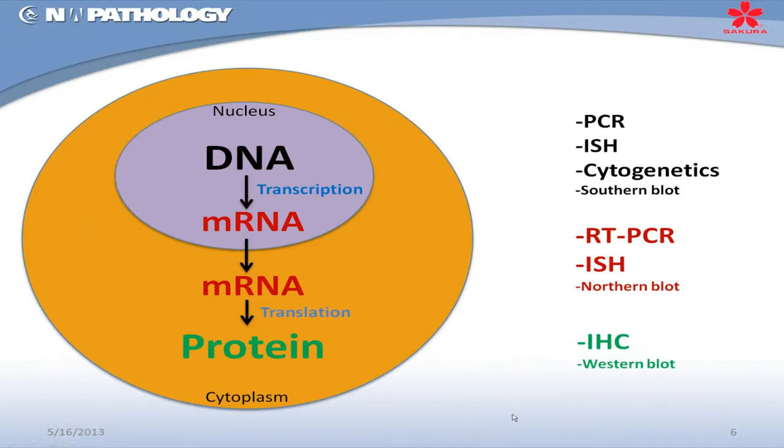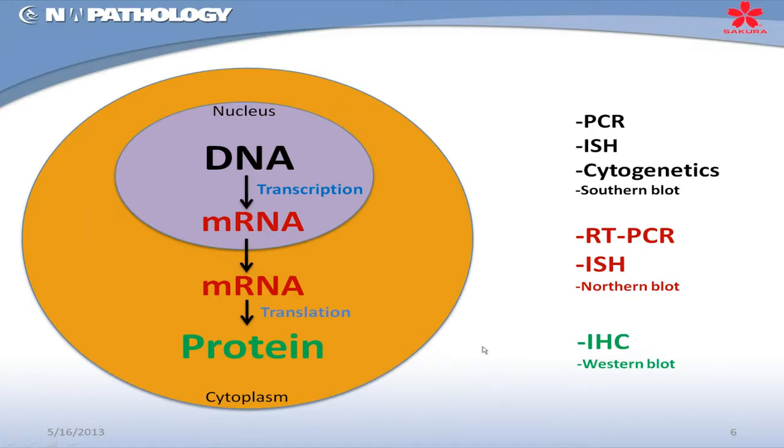In molecular pathology, we have various techniques we can use to analyze these different molecules. PCR can be used to analyze both of the nucleic acids, which are the DNA and the RNA. In situ hybridization can also be used to analyze both of the nucleic acids. Cytogenetics, which we'll describe in a moment, can only be used to analyze DNA. And the older techniques, which we won't really talk about today, of Southern blot and Northern blot analysis, can also be used to analyze these nucleic acids.